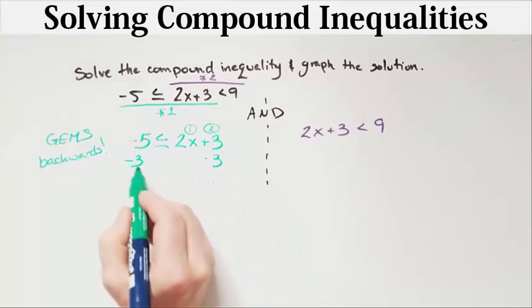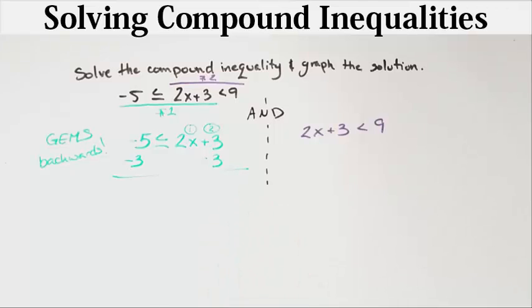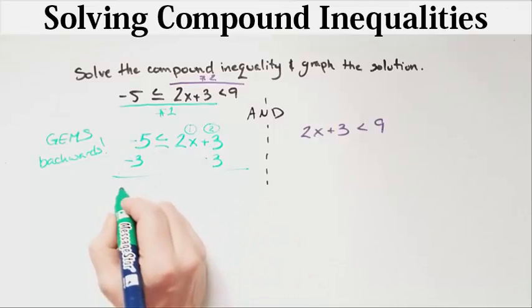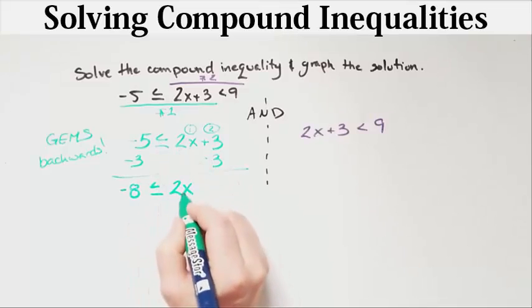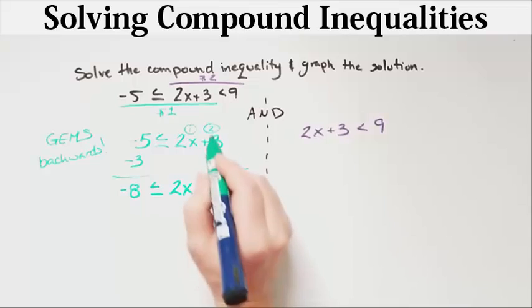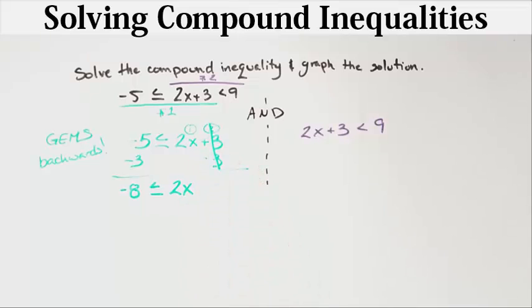I pair a positive 3 up with a negative 3 to make it disappear. -5 minus 3 is -8. The symbol stays the same. I haven't done anything to the 2x. Positive 3 minus 3 turns to 0. That's how you know it disappeared.